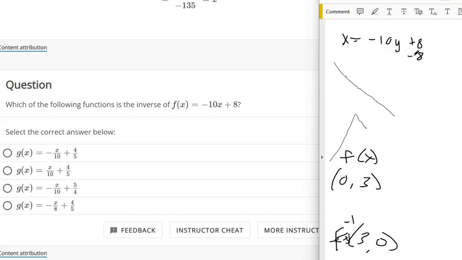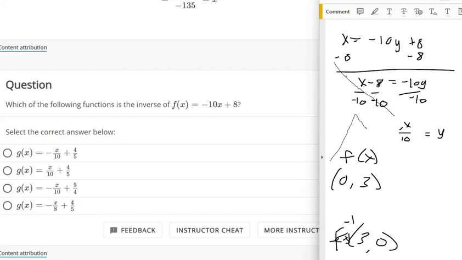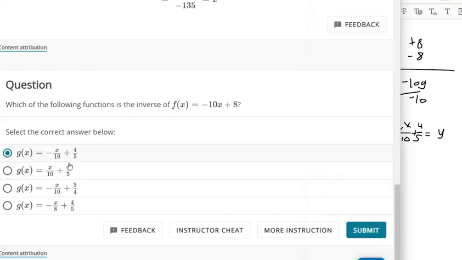So subtract 8 from both sides. So you get x minus 8 equals -10y. And then you want to divide -10 from everything to finish getting y by itself. So you get y equals negative x over 10 here. And then this is -8 divided by -10. That's a positive 4/5. So let's see, -x over 10 plus 4/5. I think that's our winner.